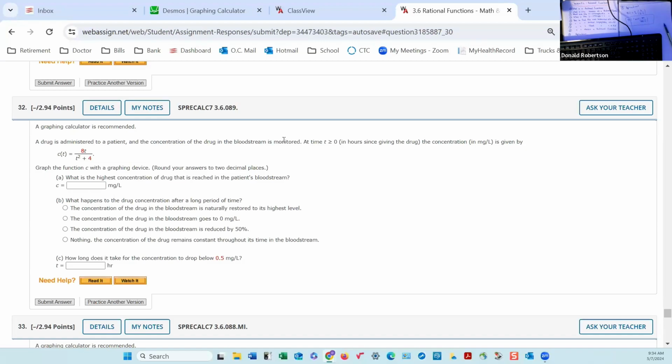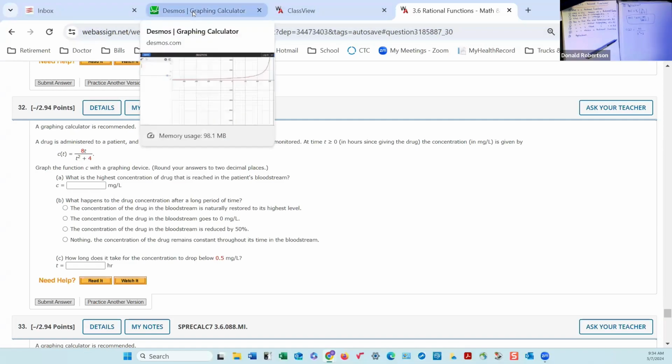So, next one. A drug is administered to a patient. The formula for it, which tells you the concentration at given time t, is 8t over t squared plus 4. And it starts off by saying, what is the highest concentration of the drug that is reached in the patient's bloodstream? Now, to be able to answer that question, we really need to graph it and see what it looks like and find the highest y value, essentially.